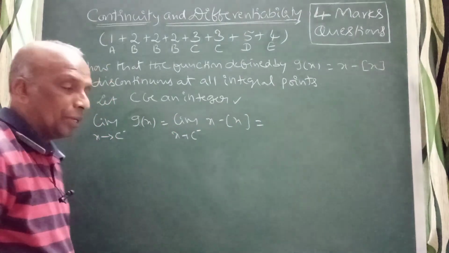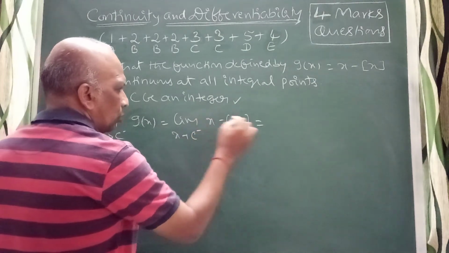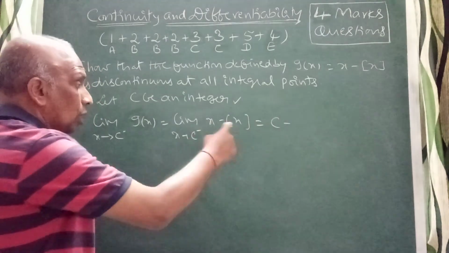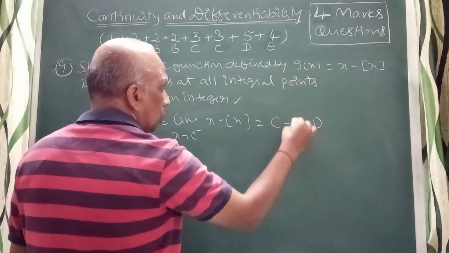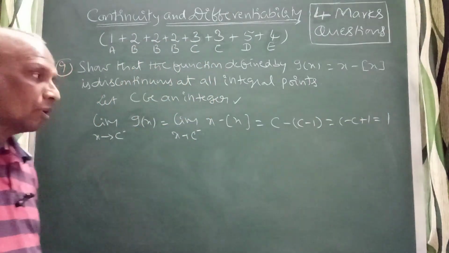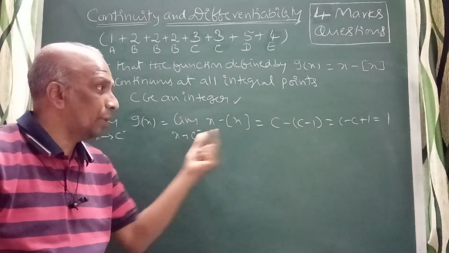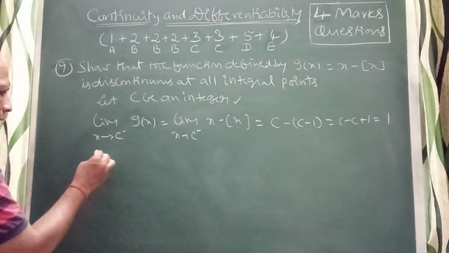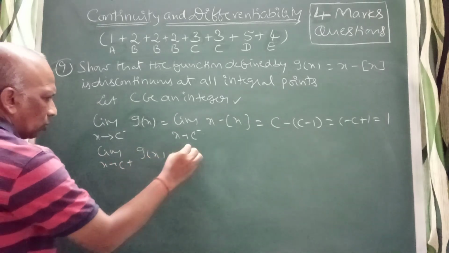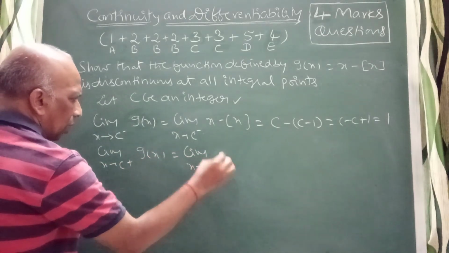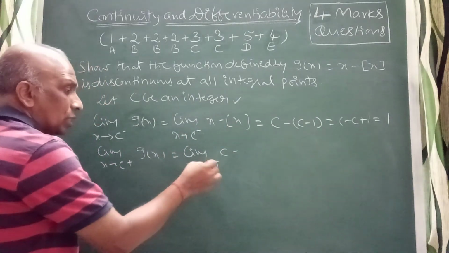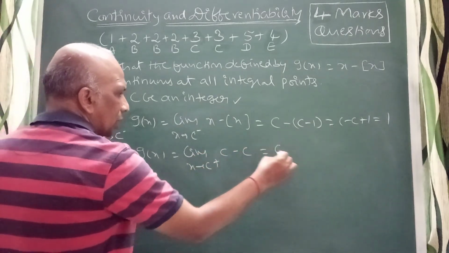If you substitute the limit, this is a polynomial x minus the step of x at the left of C. The left of C means step x will be C minus 1, so it will come C minus C plus 1. You will get 1, because left of C the step function gives C minus 1. Now the limit as x tends to C plus of g of x: C minus step x will be C minus C, which is 0.